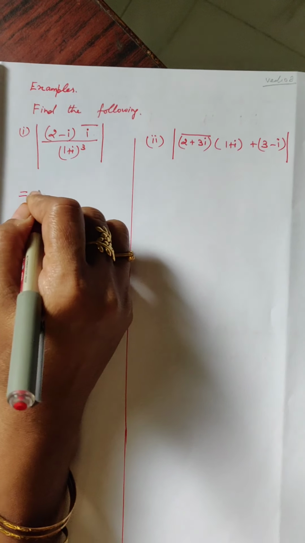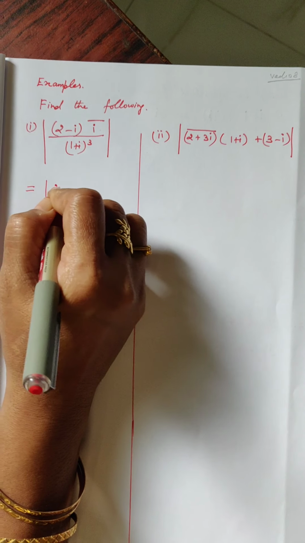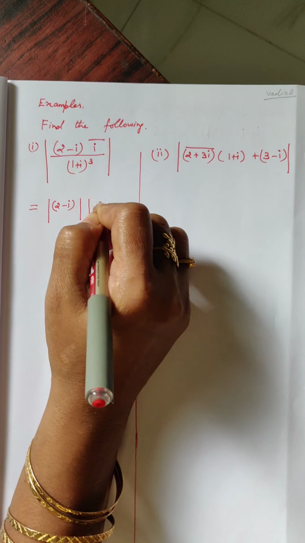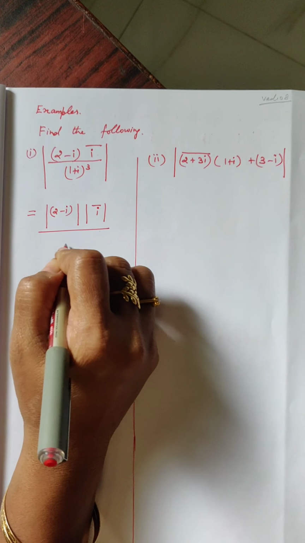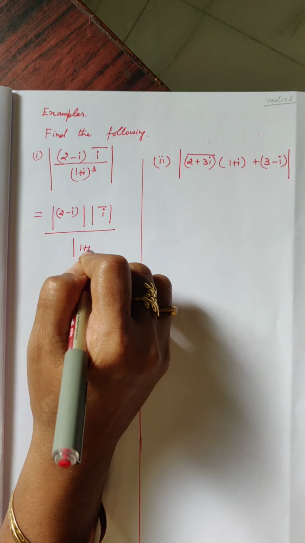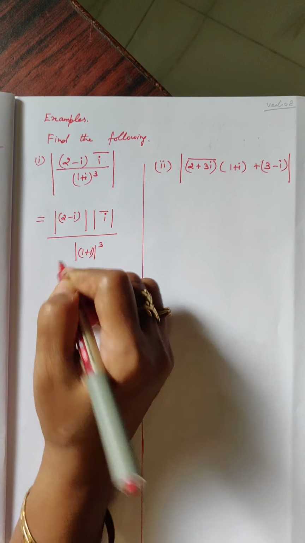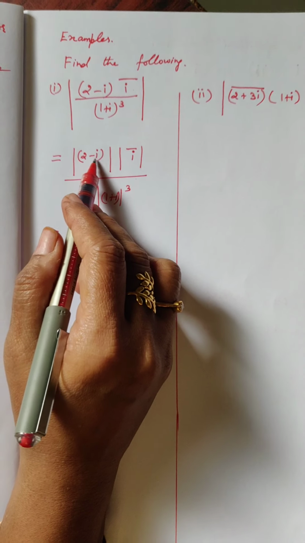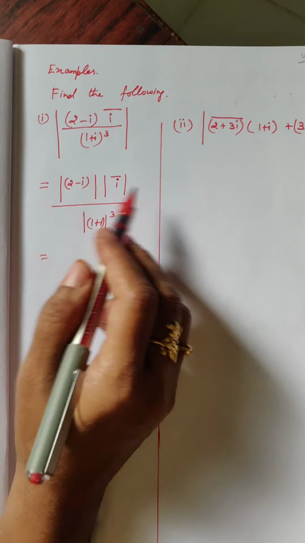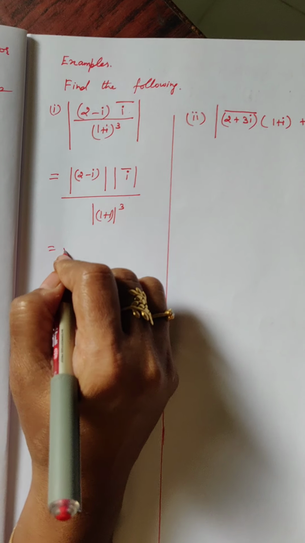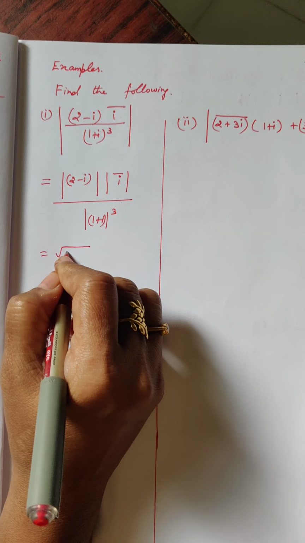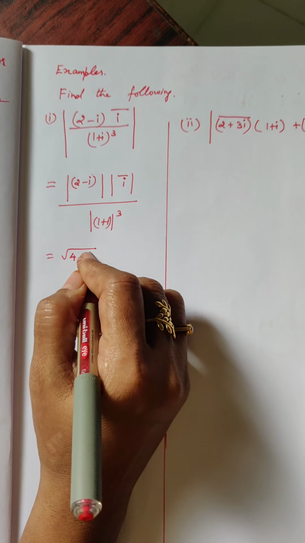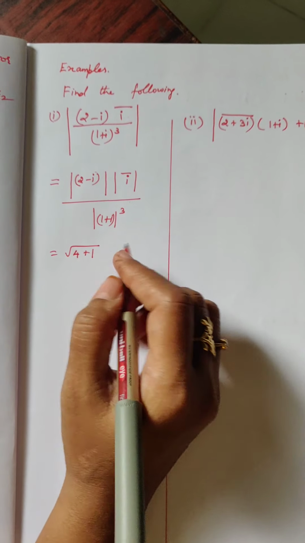So I can simply write this as modulus of 2 minus i into modulus of i conjugate by modulus of 1 plus i, the whole cube. Is it clear? So modulus means what? We take the real part square plus the imaginary part square, and then take the root. So root of real part square, 2 square is 4, imaginary part minus 1, the whole square is 1. So root of 4 plus 1.